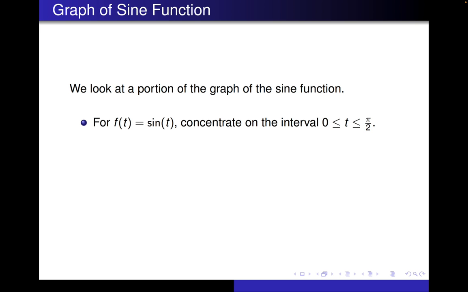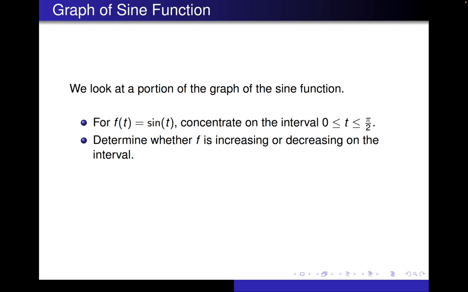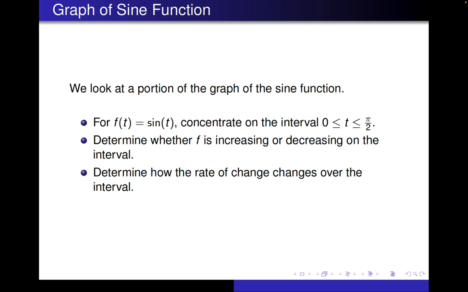So remember, t is an angle, so it's going to be the angle 0 and the angle pi over 2. Pi over 2 is also 90 degrees. So we're going to study whether f is an increasing or decreasing function on the interval. And we're going to see how the average rate of change alters over the course of that interval.